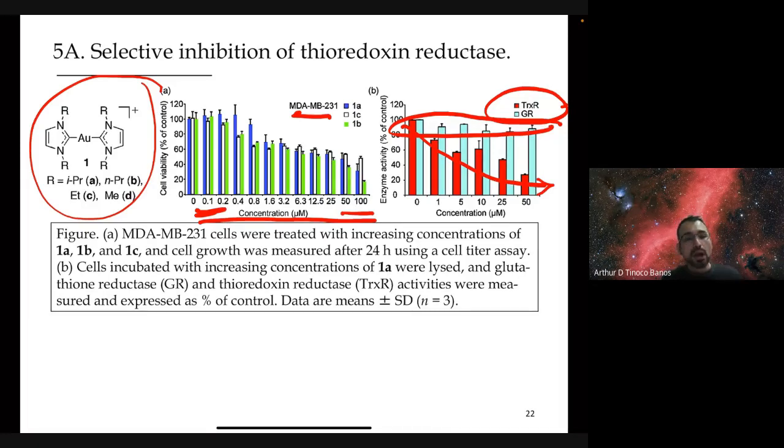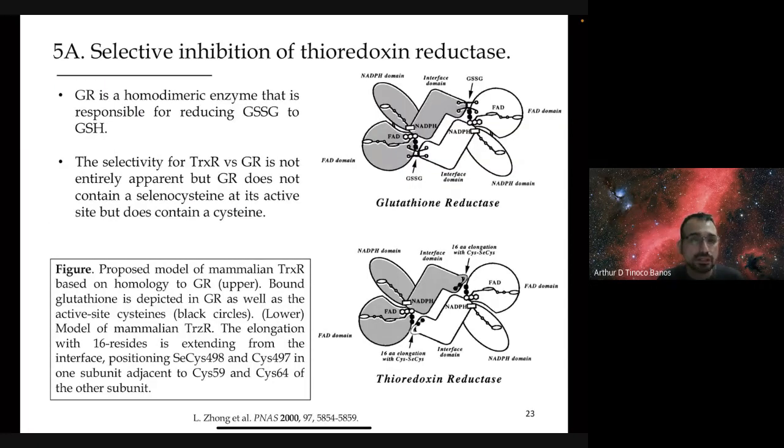All right, but why did they even study this other enzyme? The reason is that there are similarities between the glutathione reductase and the thioredoxin reductase. So the GR, glutathione reductase, is a homodimeric enzyme that is responsible for reducing the oxidized form of glutathione to its reduced form, right?